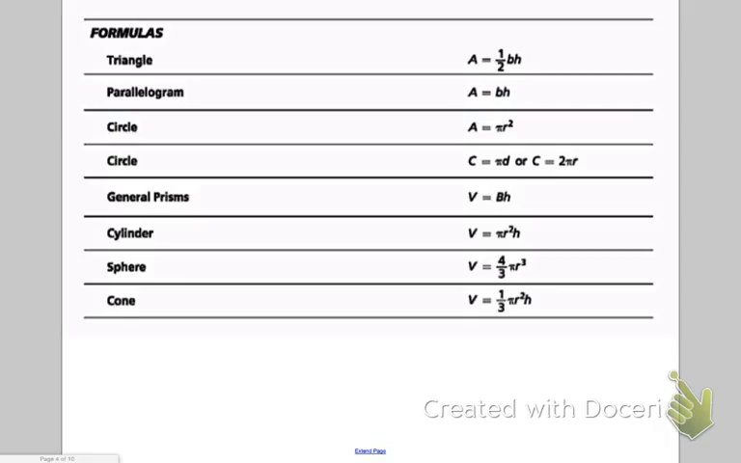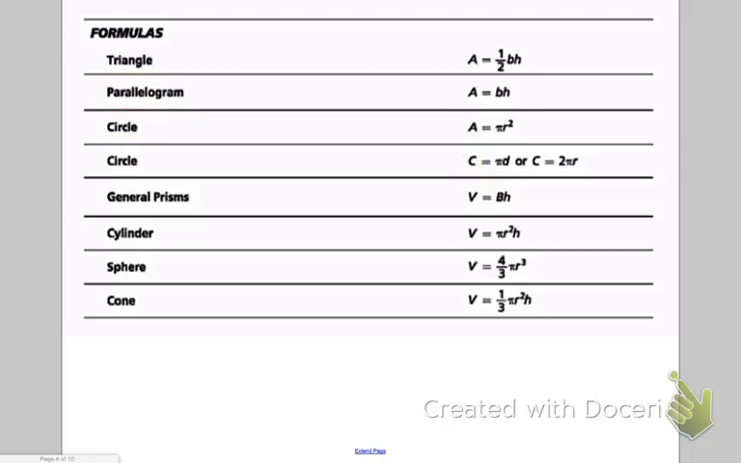Here's the formula sheet that we'll be referencing for the remainder of this unit. So we have the area of all the different two-dimensional shapes that we've studied so far: triangles, parallelograms, and circles. Don't confuse the area of a circle with the circumference. The circumference is kind of like the perimeter of the circle. It's just the outside measure.